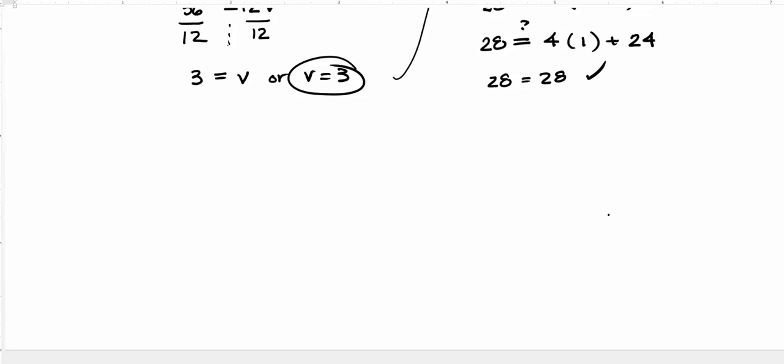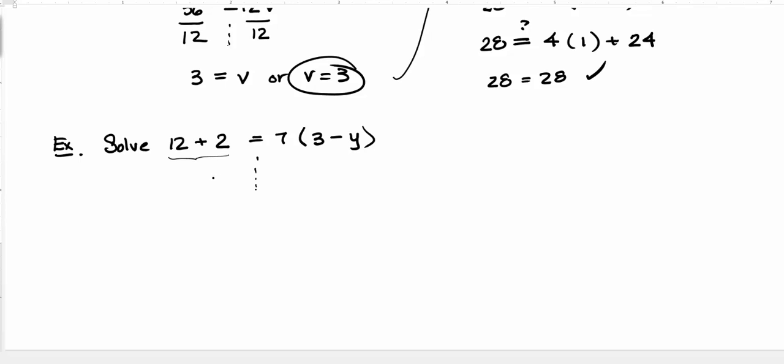Okay, let's try another one. Solve: 12 plus 2 equals 7 times the quantity 3 minus y. Okay, so I look on either side. I can simplify, right? Over here I can simplify 12 plus 2 because they're like terms, so I have 14 equals. And on the right side I can distribute. I have 7 times 3 gives me 21. 7 times negative y gives me minus 7y.